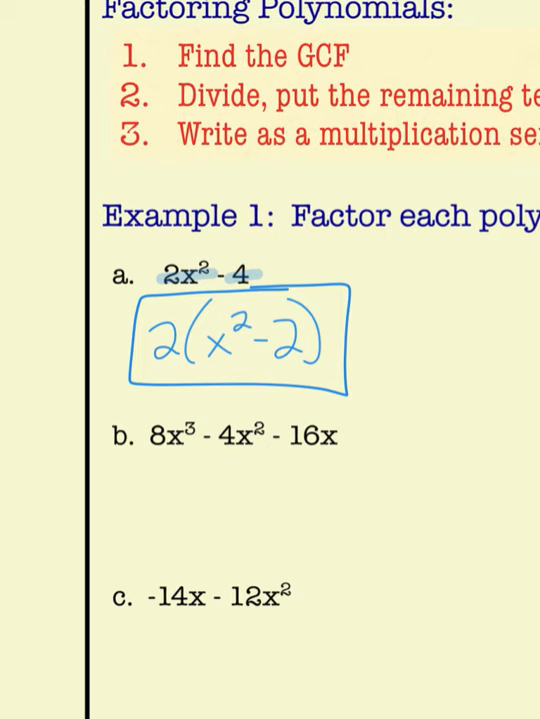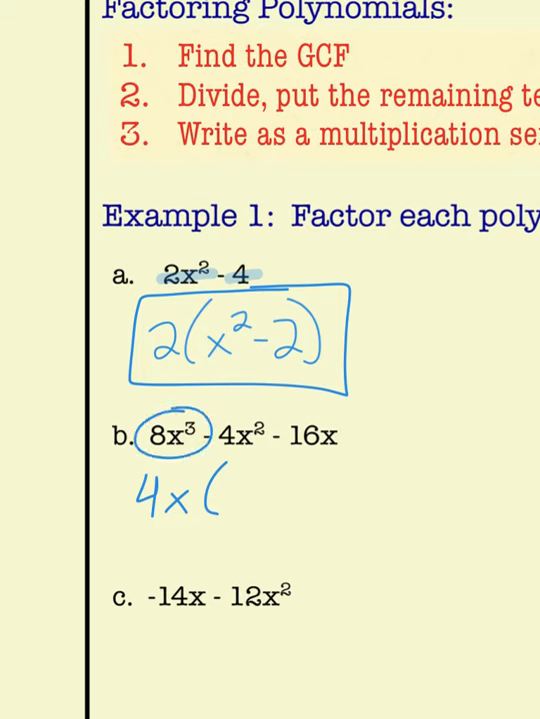All right, so next example, I have 8x cubed minus 4x squared minus 16x. I'm going to think, what do 8x cubed, 4x squared, and 16x all have in common? Well, all the number terms are divisible by 4, and then each term has at least one x. Notice this last one would have an exponent of 1, or it doesn't have an exponent, so I can only have one x in the GCF. So now I'm going to divide every term by 4x. I should have 3 terms inside my parentheses.